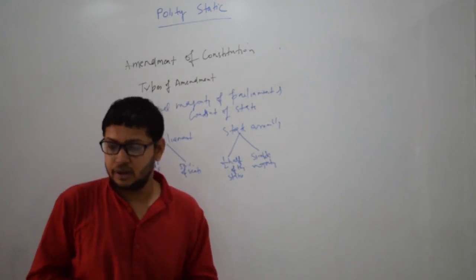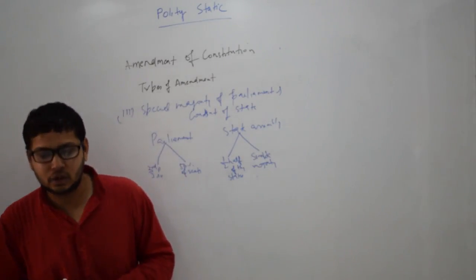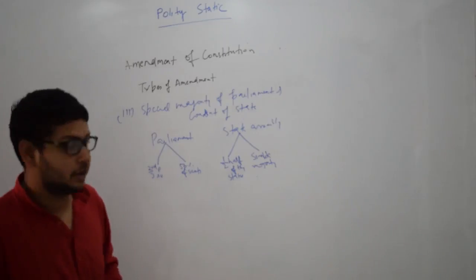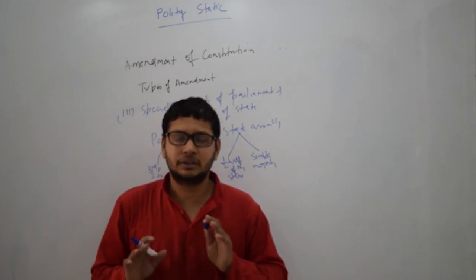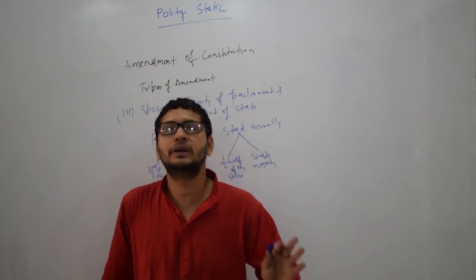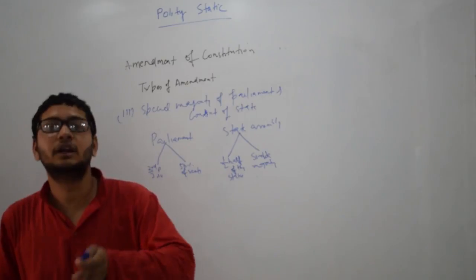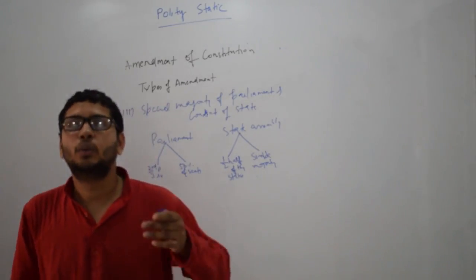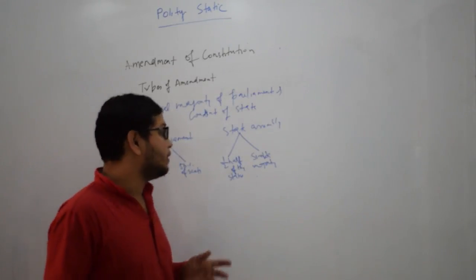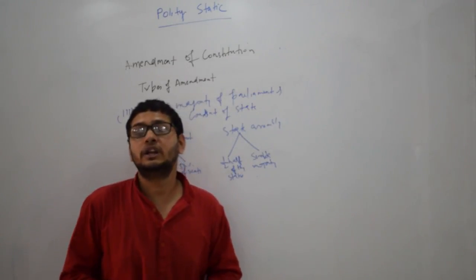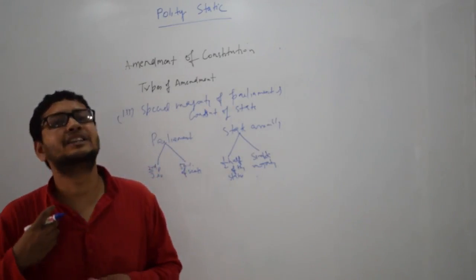So one trivia here is that there is no time limit within which the state should give consent to the bill. There is no time limit. The bill could remain with the state for 1 year, 2 years, 3 years. It's not mandated that you have to decide on the bill within a particular time period, right? However, if 15 states ratify, then automatically the bill is passed.